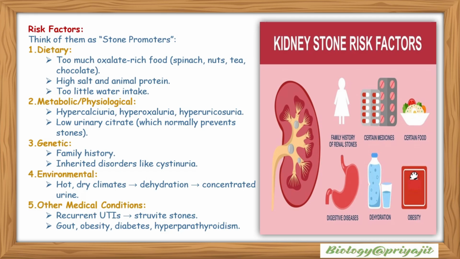Metabolic or physiological: hypercalciuria, hyperoxaluria, hyperuricosuria, low urinary citrate which normally prevents stones. Genetic: family history or inherited disorders like cystinuria. Hot, dry climates cause dehydration and concentrated urine. Other medical conditions like recurrent UTI, urinary tract infections, which cause struvite stones, gout, obesity, diabetes and hyperparathyroidism.